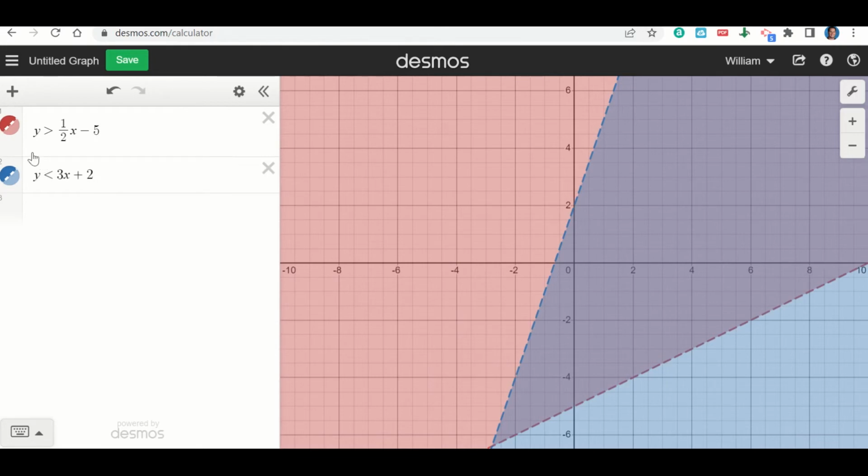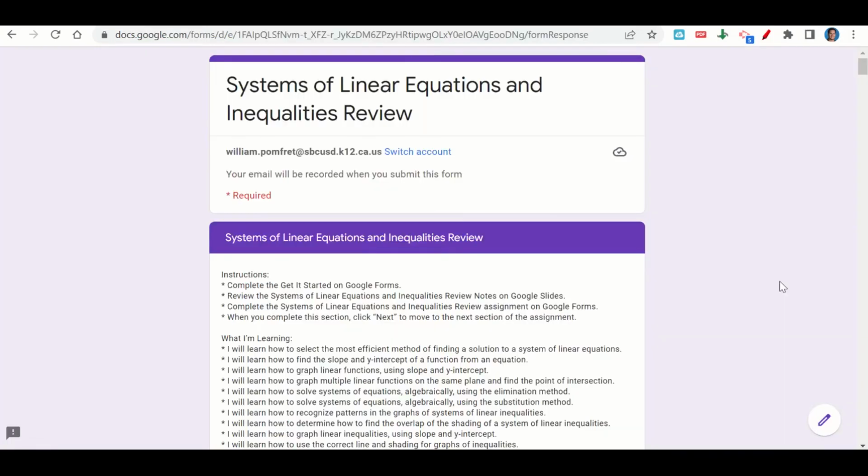And we could enter this in with any equations, any inequalities, and it will graph it for us and show us exactly where the solution should occur. So that's how you can use Desmos to check your work when dealing with systems of linear inequalities. Let's take a look now at the Systems of Linear Equations and Inequalities Review assignment.